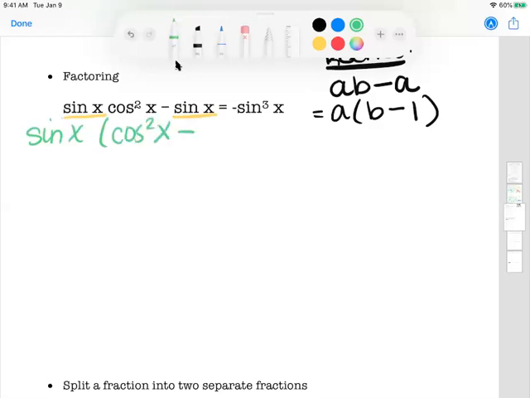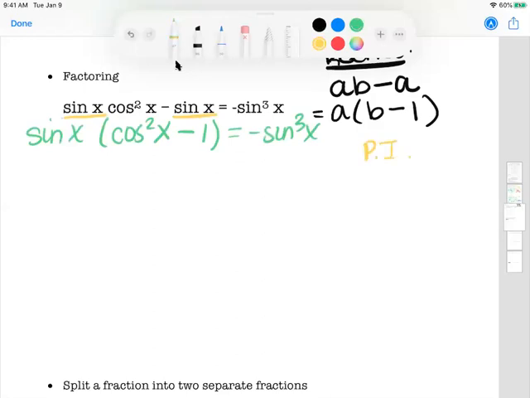Minus, now I have sine x divided by sine x. Anything divided by itself is just 1, equals negative sine cubed x. Okay, all right, so there was my factoring. Now I see I have cos squared x minus 1. Well, this looks quite similar to a Pythagorean identity. Actually, it is an alternate form of the Pythagorean identity.